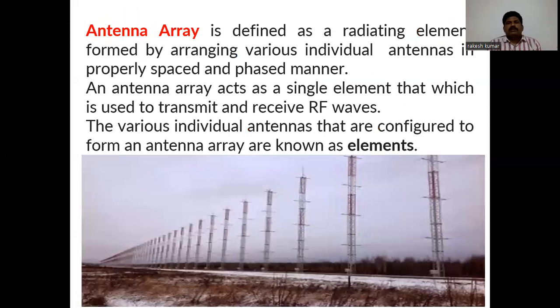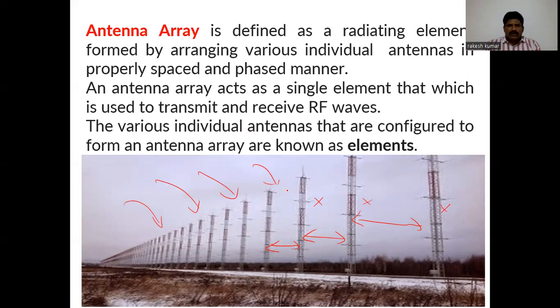An antenna array is defined as a radiating element formed by arranging various individual antennas in a properly spaced and phased manner. If you observe in this diagram, this is one antenna, this is one antenna, this is one antenna. The separation distances between these antennas are the same. They are properly spaced, and the excitation, the power given to each antenna, is supplied in a phased manner.